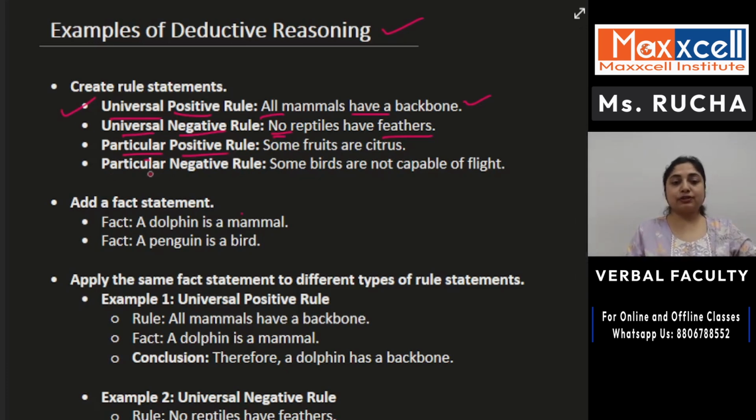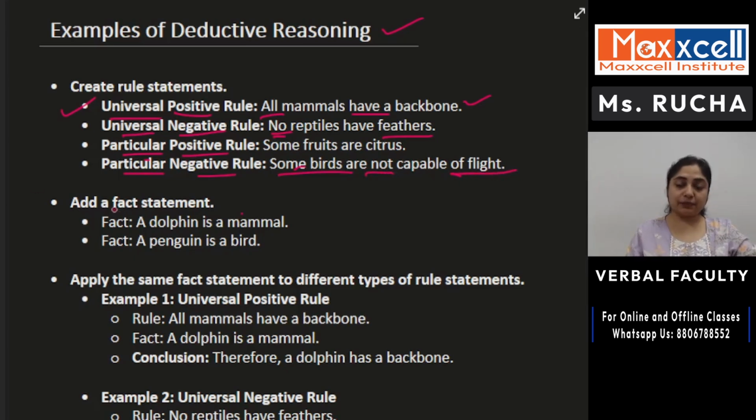Next is particular negative, when some of them do not have something. That becomes particular negative. Some birds are not capable of flight. This becomes a particular negative rule.